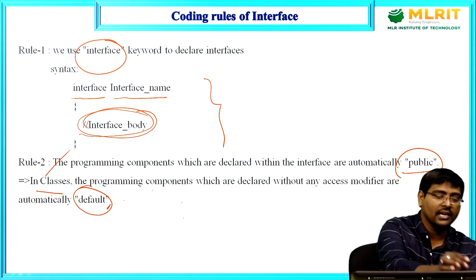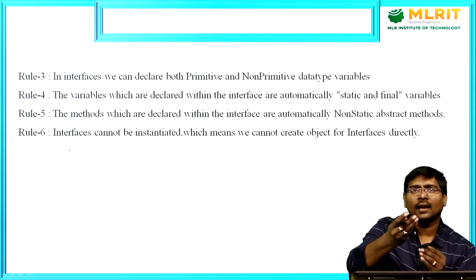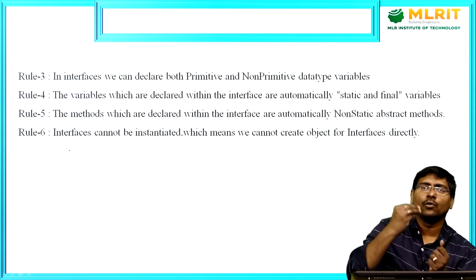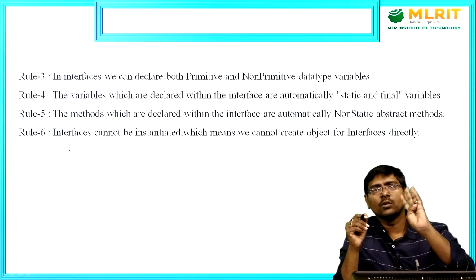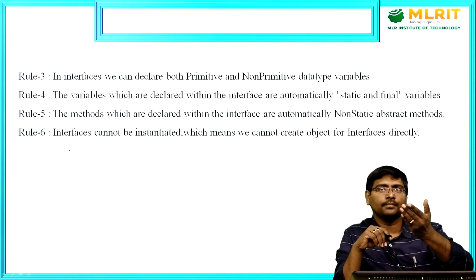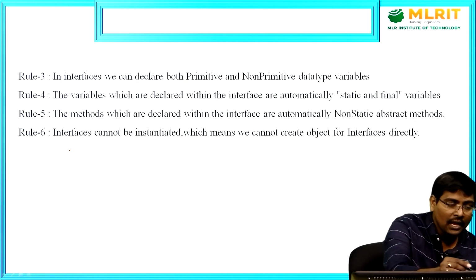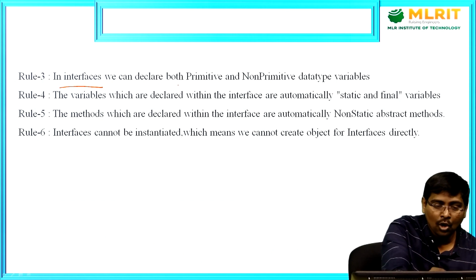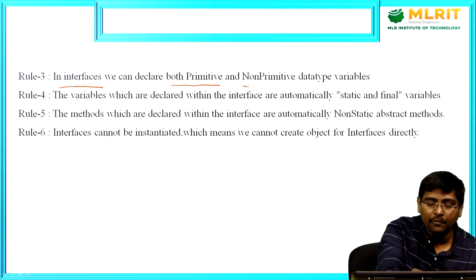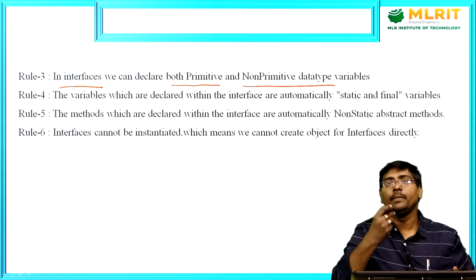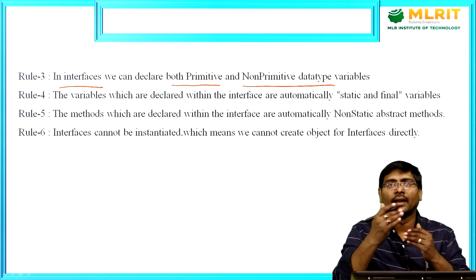This is my second point. Now, coming to the third one. Within the class, we are declaring primitive and non-primitive data types. An example of primitive is int a, b. Non-primitive means String name. Like this, in the interface also, we can declare both primitive data type variables and non-primitive data type variables. Any type of variables can be declared.